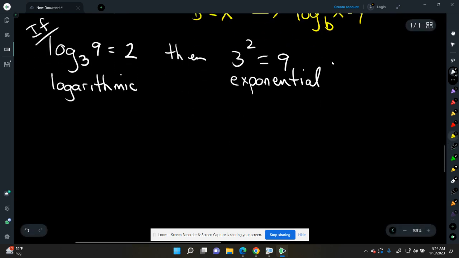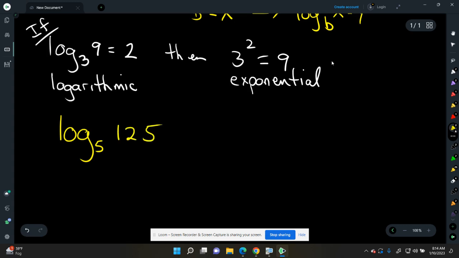Okay, so using that same definition, can you tell me what log base 5 of 125 would equal? Log base 5 of 125. Jackie, what do you think that equals? 3. Why do you say it's 3? Because 5 to the third is 125. Excellent, because 5 to the third equals 125. Very good.